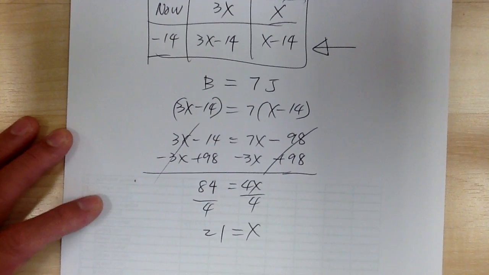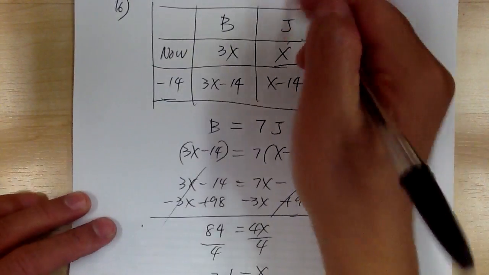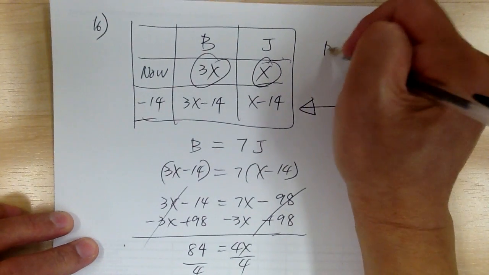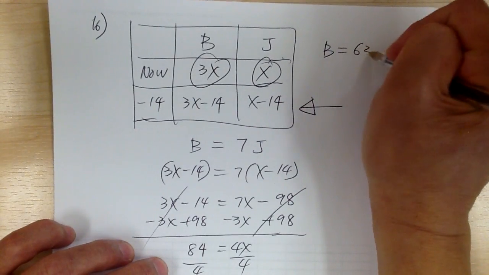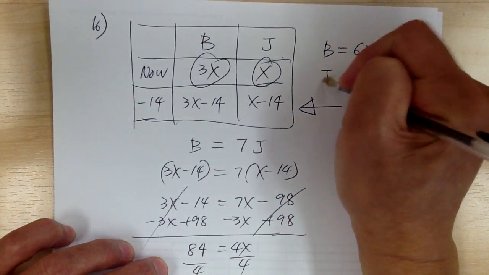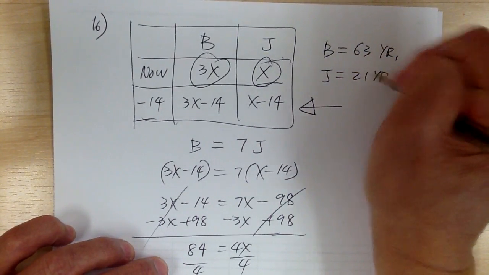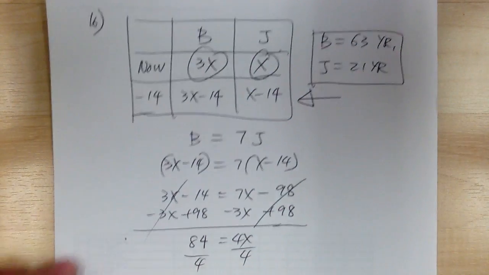So now you go back and answer the question. How old is each now? So again, you're looking for now. So Mr. Biller is 3 times that, so it gets 63 years old. And Janet is x, so it'd be 21 years old. Okay, and that's it. Okay, let's go to 17.